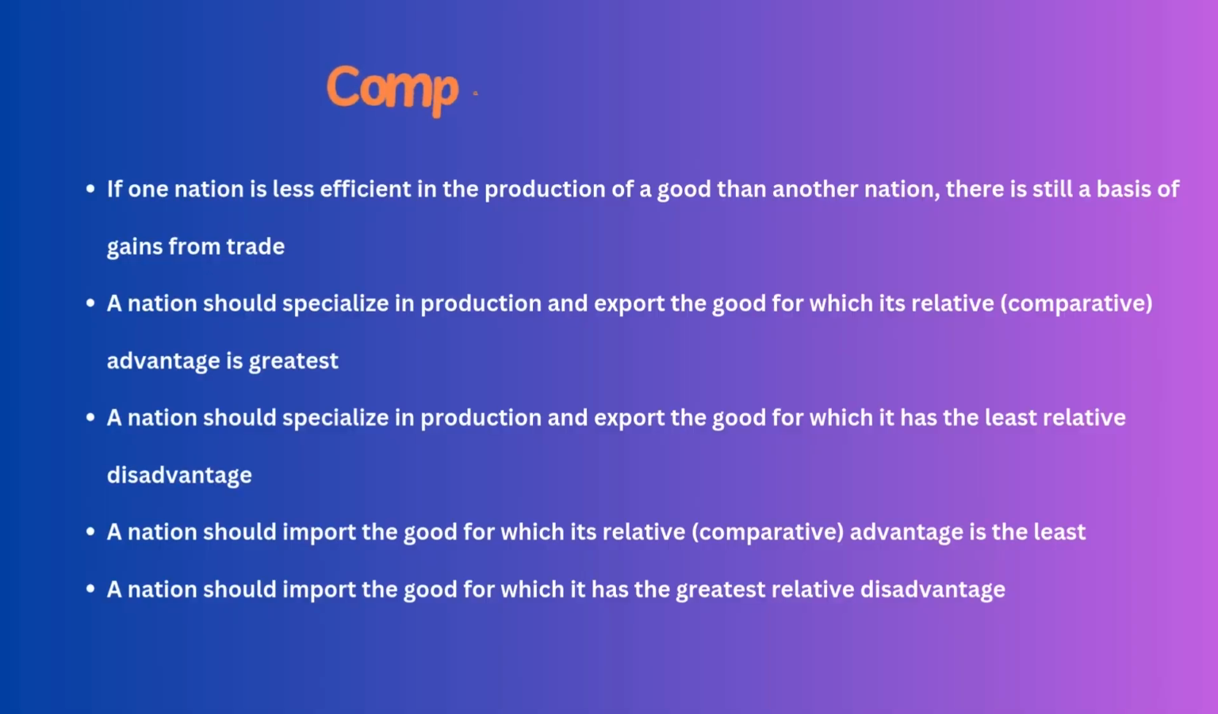So what is comparative advantage? If one nation is less efficient in the production of a good than another nation, there is still a basis of gains from trade. A nation should specialize in production and export the good for which its relative or comparative advantage is greatest. A nation should specialize in production and export the good for which it has the least relative disadvantage. A nation should import the good for which its relative comparative advantage is the least. A nation should import the good for which it has the greatest relative disadvantage.